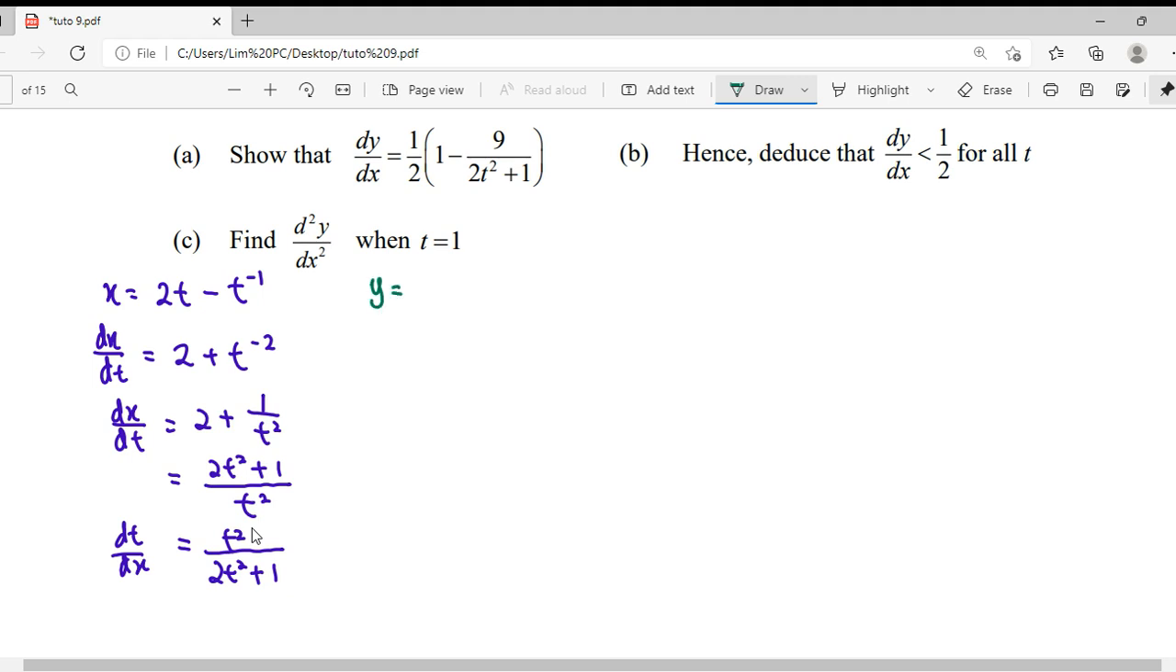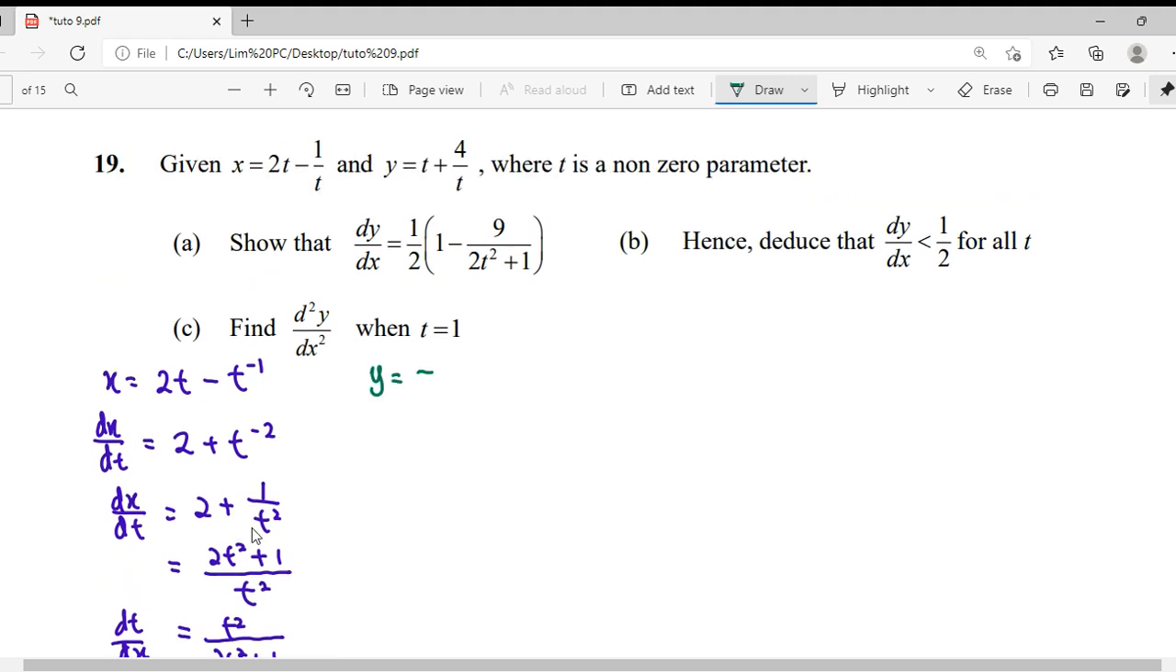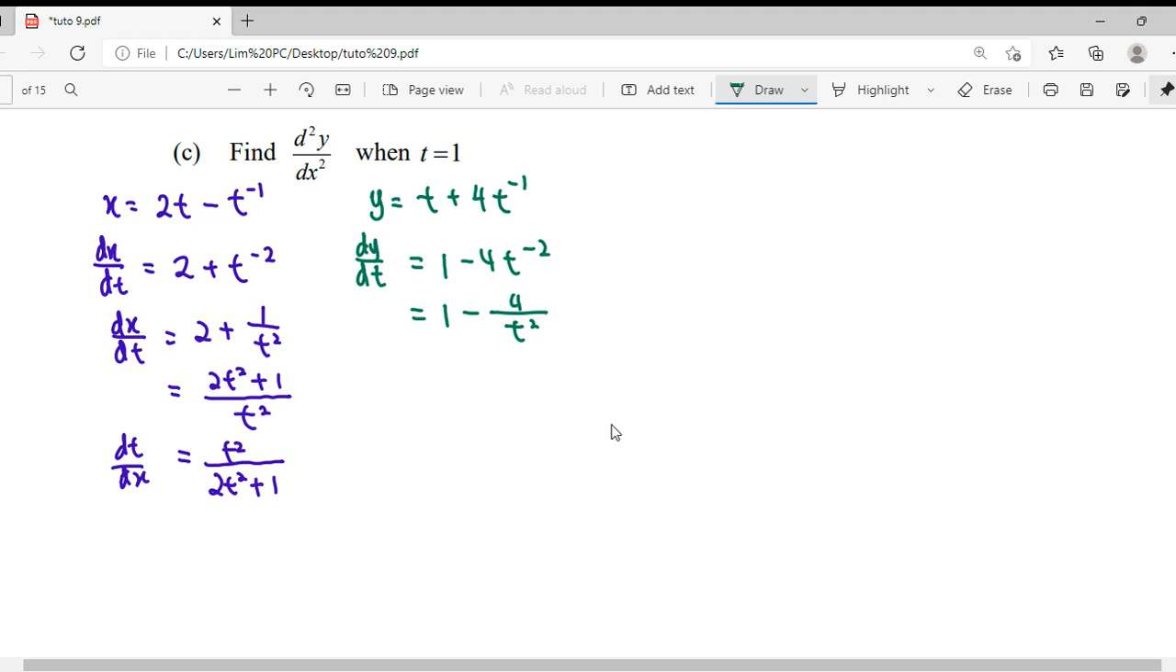So for y part, also same. We rewrite the power first. For rational function, 4 over t, we write it to become 4t to the power of negative 1. So when we differentiate it, dy dt, we get 1. So this is 1 because this coefficient here is 1. So for here, power move to the front, negative 4, power minus 1 become negative 2. So we simplify. For power negative, we move down, become square. Then we simplify it, get same denominator, here will be t squared minus 4.